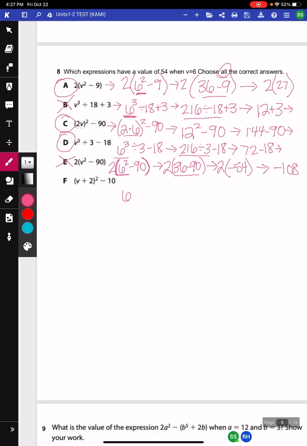Last but not least, 6 plus 2, parentheses, squared, minus 10. I'm going to do what's inside my group first. So 6 plus 2 is 8, squared minus 10. Then I'm going to do my exponent. So 8 times 8 is 64, minus 10. And that also equals 54. So A, C, D, and F are all equal to 54.